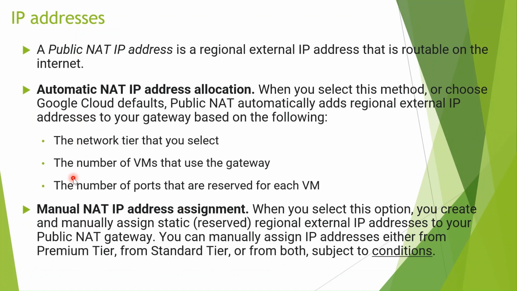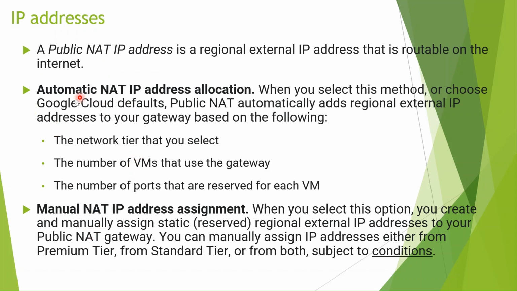When we enable Cloud NAT, like public NAT, we need a public IP address which will be regional, because Cloud NAT is a regional service. So you have to create a regional IP. You have two options: you can ask Google to do the NAT IP address allocation, or you can assign it yourself.